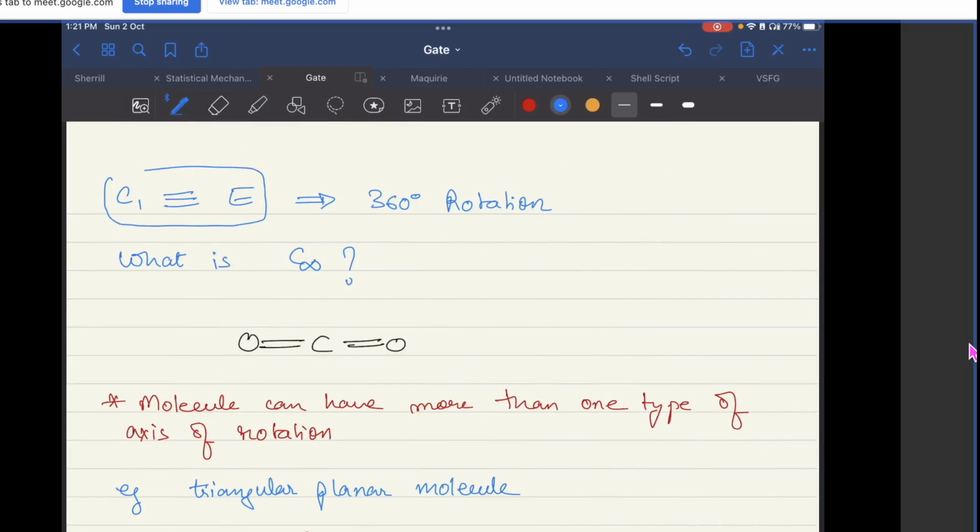Now again, if you ask me what C1 is, I have not talked about n equal to 1 order, because in n equal to 1 order you are doing a full rotation.